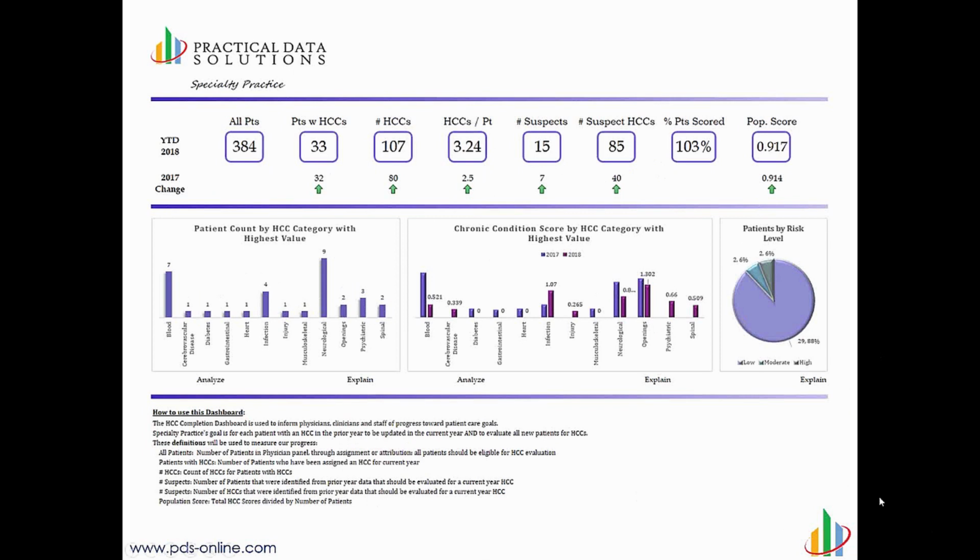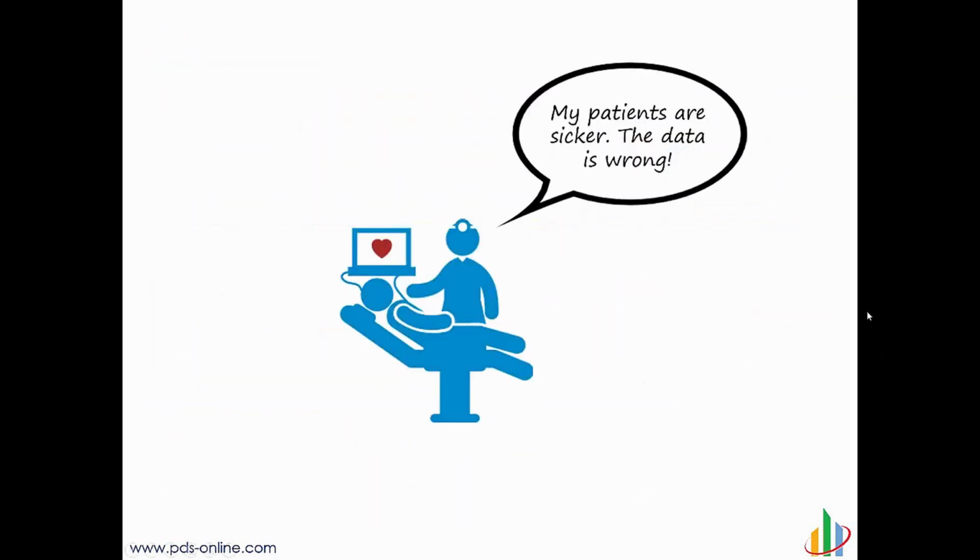So most of this data is used to help measure cost of care for the patients. And what we hear all the time is, well, my patients are sicker. The data is wrong. And I think one of the ways that we work with this type of pushback is really to provide the statistical data as well as the backup so that the care team can see that we're actually finding all of their diabetic patients, for instance.